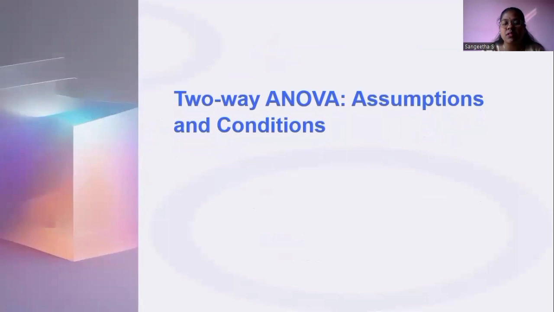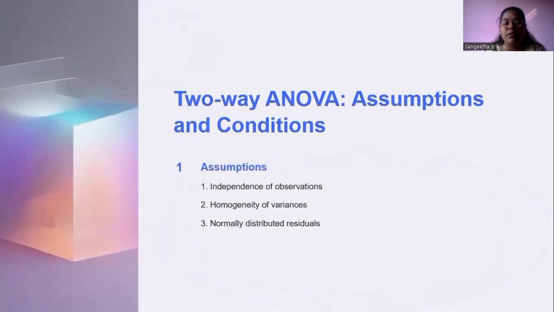Two-way ANOVA, assumptions and conditions. Assumptions of two-way ANOVA are independence of observations, homogeneity of variances, normally distributed residuals. Conditions of two-way ANOVA: random assignment to groups, continuous dependent variable.